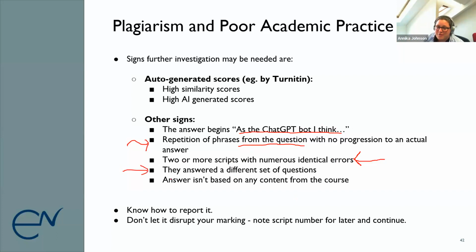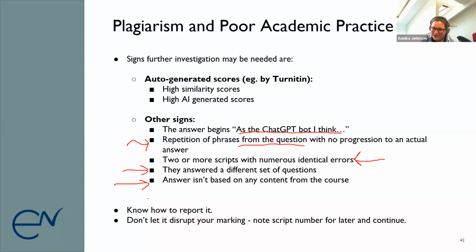Other things: they've maybe answered not the right question, or they submitted the wrong piece of work. And if the answer has absolutely nothing to do with the content from the course, that's sometimes an indication that they haven't actually written it themselves and it's a paid for service. There are all these sorts of things when you're marking a piece of work, and it can just feel out of joint with what you're really expecting to come up.